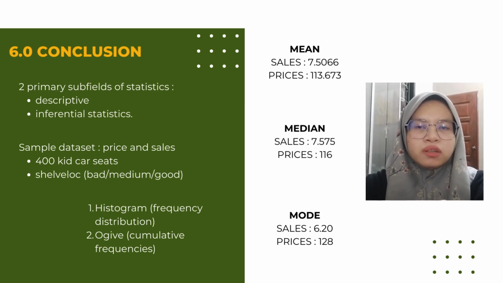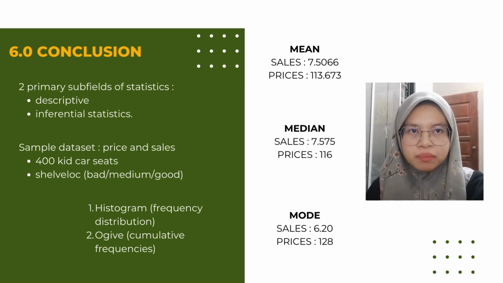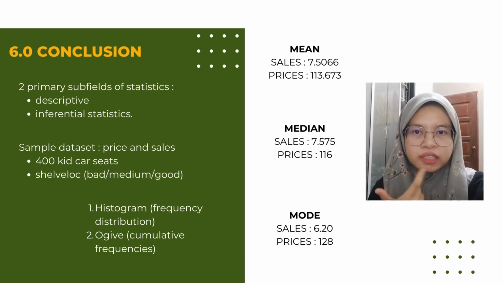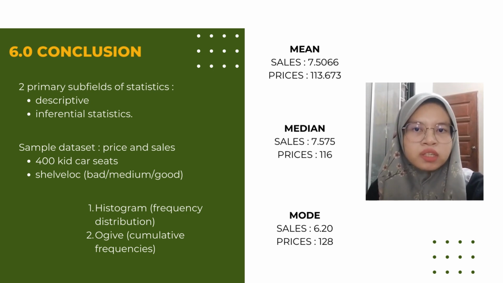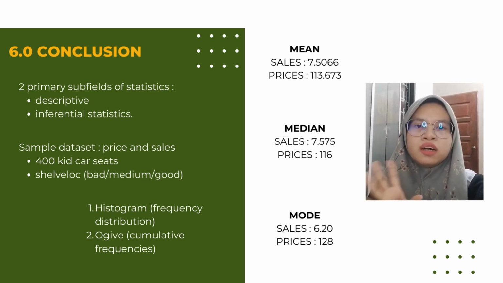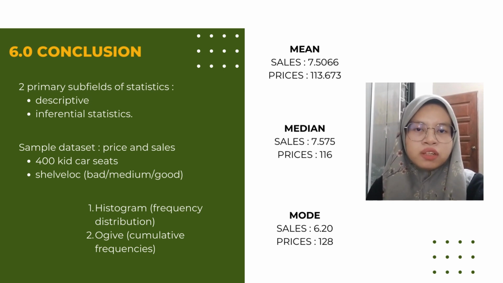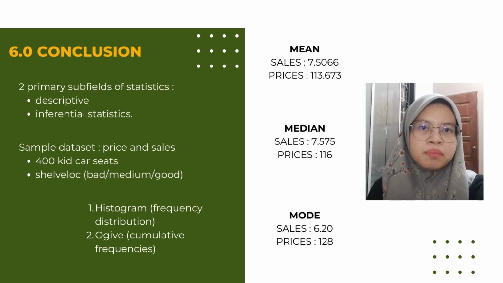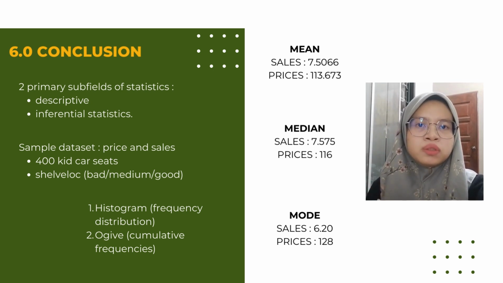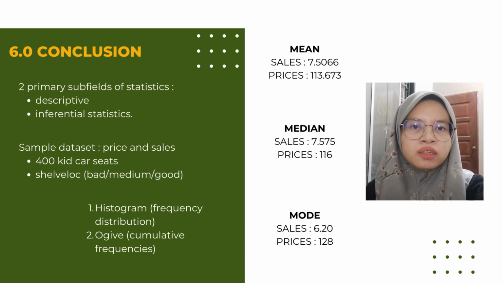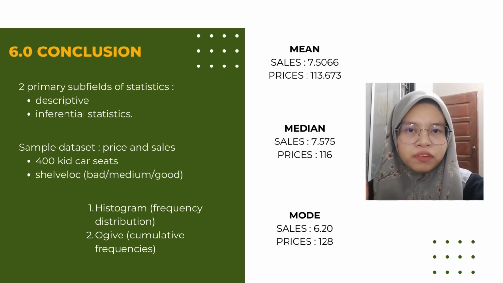two of the primary subfields of statistics that we have covered in this assignment were descriptive and inferential statistics. Our objective was to make inferences regarding the pricing and sales of child car seats at various retailers or stores. We used a sample database that had data on the price and sales of 400 kids car seats in different qualities of shelving locations such as bad, medium, and good. For this task, we only used numerical and measurable data. Grouped data is what we call the data after we arrange it and treat it like a quantitative variable. Three fields made up the dataset: pricing, sales, and shelving location.